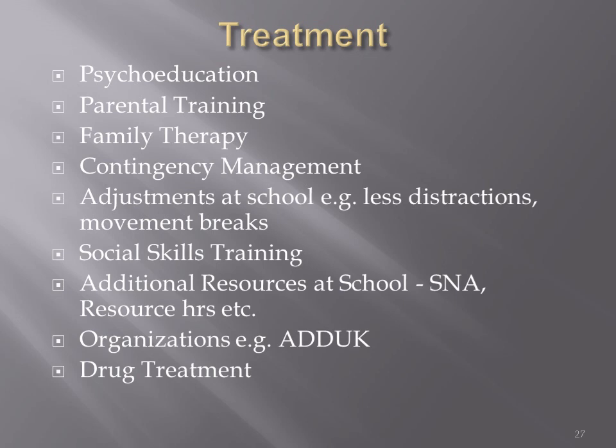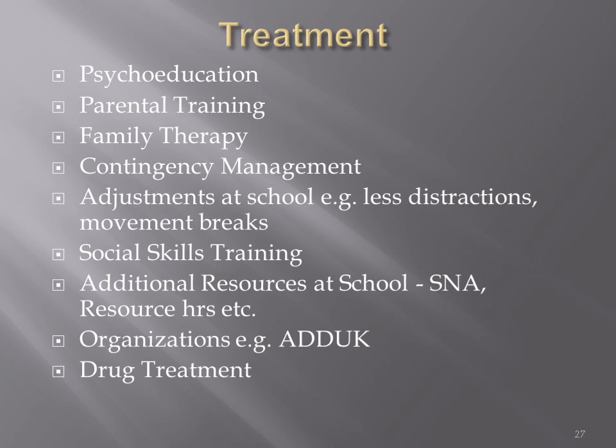And then the adjustments at school, such as less distractions, more movement breaks, and psychoeducation of the teachers so that they understand that the child has problems and they are more understanding and considerate towards the child. Social skills training can be done to the children so that they understand what is required and what's not required. And additional resources at school, such as special needs assistance, resource hours, etc.